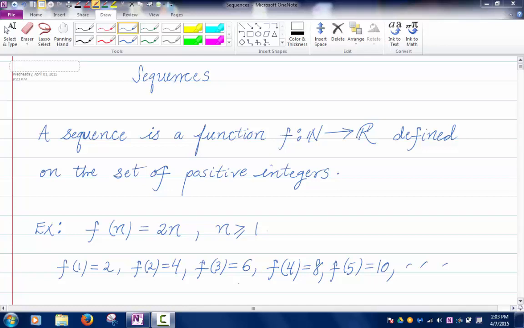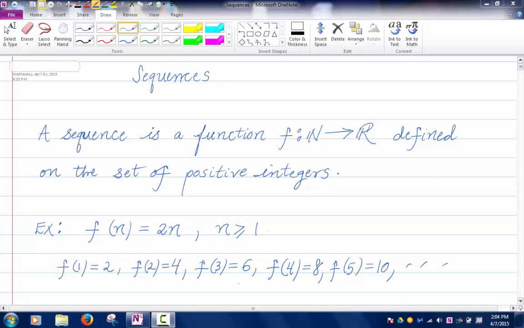Section 11.1, sequences. I send you my notes. Whenever I send you notes, you might want to print them out and bring them to the class so that you can take your notes on that, because I won't be giving you enough time to write everything that I have written down. So sequences, what is a sequence?